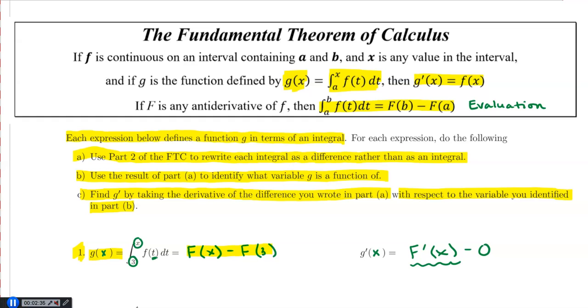And remember that capital F was an antiderivative of little f, so taking the derivative of the antiderivative of little f just gives us back little f. So g prime of x equals f of x, which is that conclusion of the first part of the fundamental theorem.